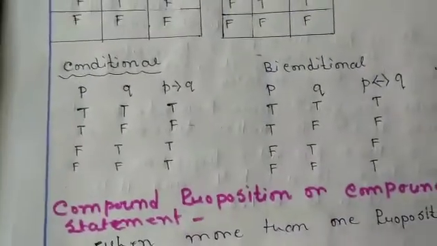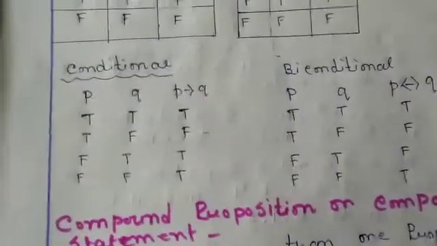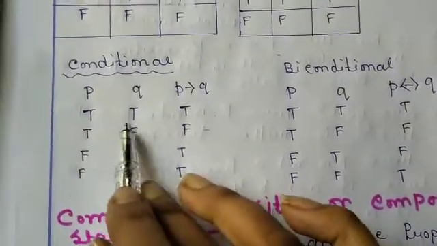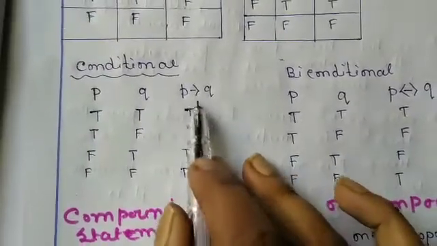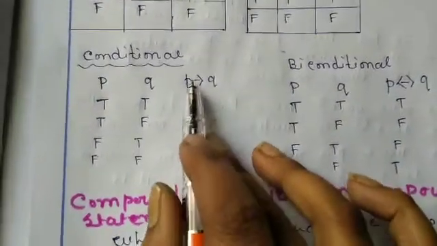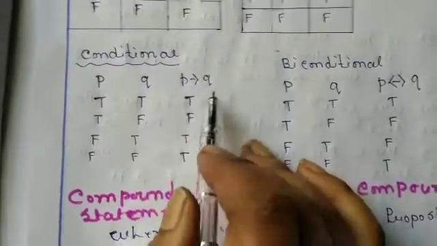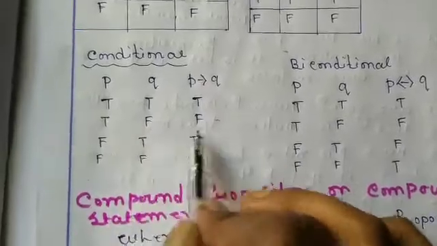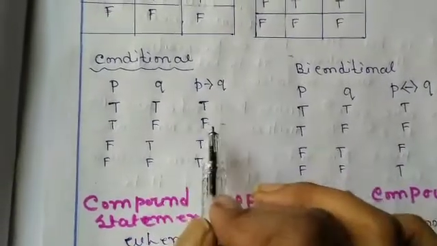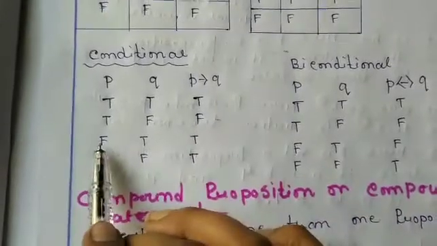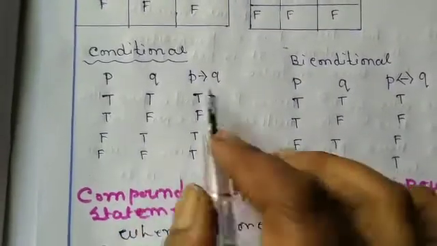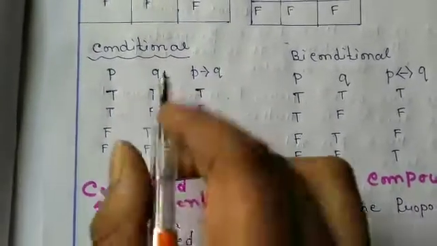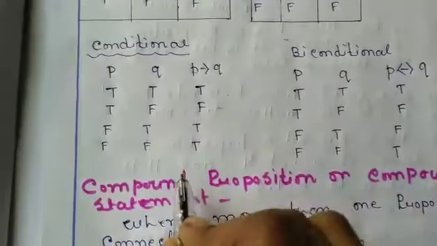So now coming to conditional and biconditional. For conditional, if both the propositions are true, then the conditional, which is denoted by implication and known as implies, so P implies Q will be true. If P is true and Q is F, then P implies Q, meaning P conditional Q, will be false. If P is false, Q is true, then P conditional Q will be true. If P is false, Q is false, then P conditional Q will be true.